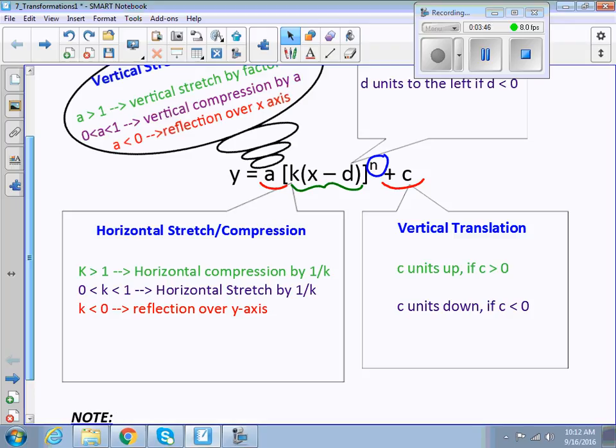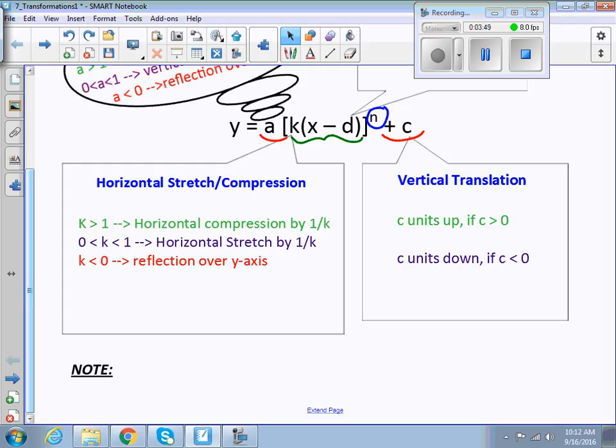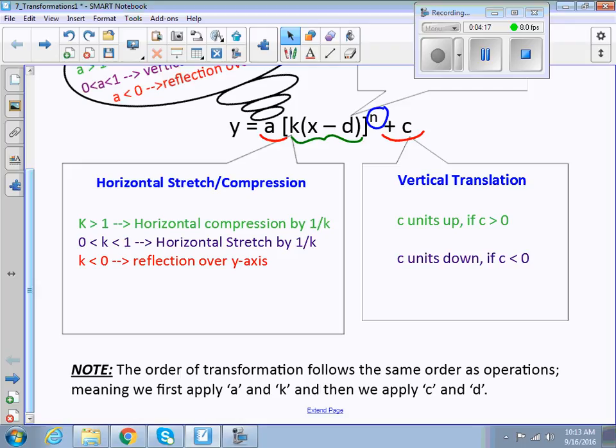Now, one thing that is very important is that the order in which we apply these transformations is the same order as BEDMAS. So first, we need to do anything that gets multiplied. So all the stretches and compressions, whether vertical or horizontal, it doesn't matter which one you do first, because they don't really affect each other. One is affecting the x coordinate, the other one is affecting the y coordinate. But first you do all the stretches and compressions, and then you do the translations. Okay, so we first do a and k, and then we do c and d.